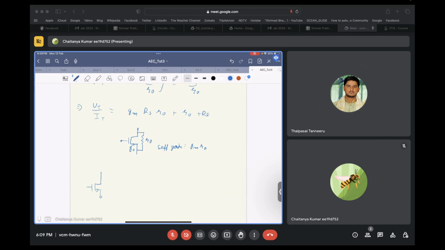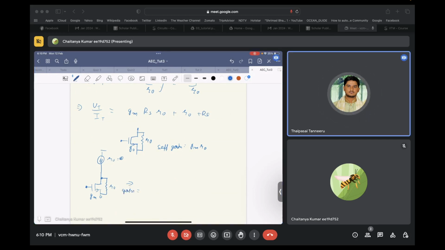For example, it's connected like this, and at the top you have a current source with infinite output resistance. In this case, if the transconductance of the transistor is Gm and the output resistance is R naught, what will be the gain of this circuit? Yeah, minus Gm into R naught, sir. Minus Gm into R naught.